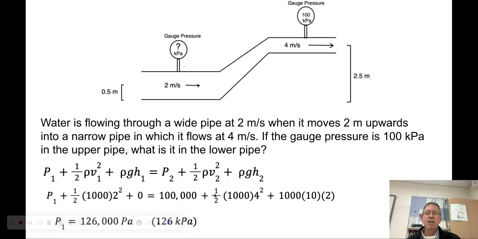And when I solve it, I see that this pressure reading down here should be 126 kPa, which is more than what it is here, which makes sense because I've got to push it up and make it move.